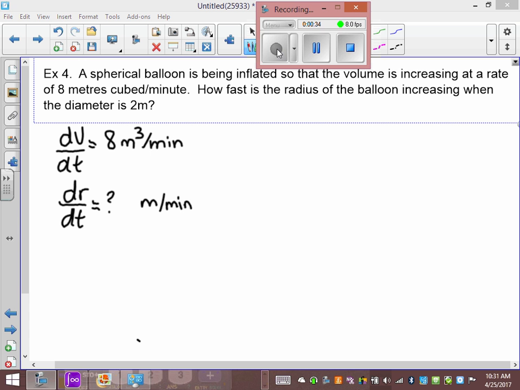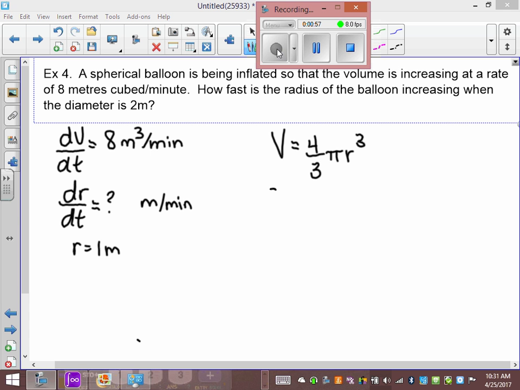The diameter is 2, so the radius is 1. Volume of a sphere is 4 over 3 pi r cubed. These are always nice because spheres only have just the radius, whereas cones have radius and height. So that's where you have to do that extra work with cones. But spheres only have one variable, so that's great.